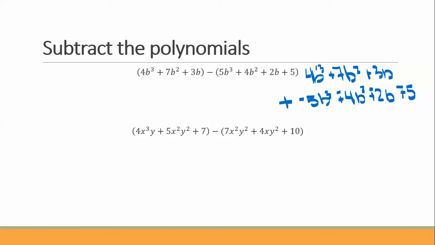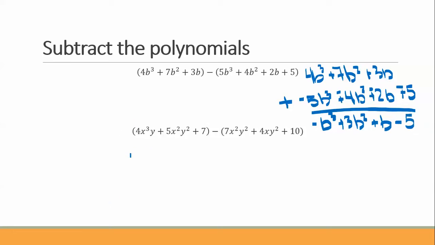So this becomes 4b cubed plus a negative 5b cubed. So that's negative 1b cubed, or just negative b cubed. 7b squared minus 4b squared would be plus 3b squared. 3b plus a negative 2b is plus b. Then we have minus 5.